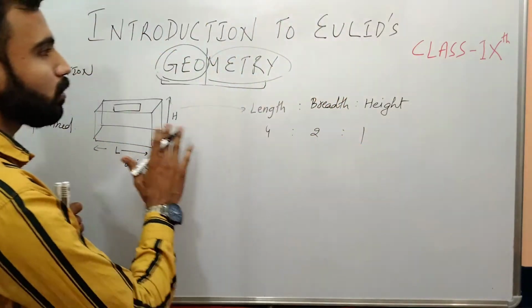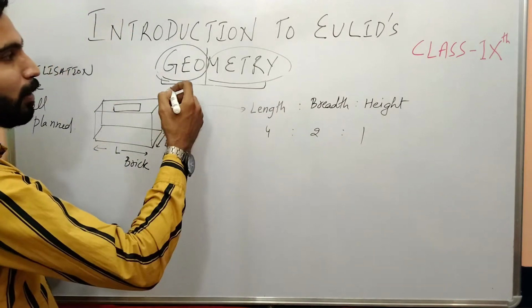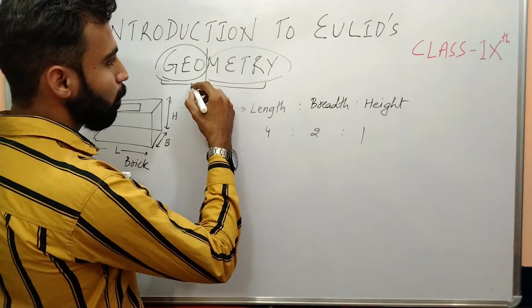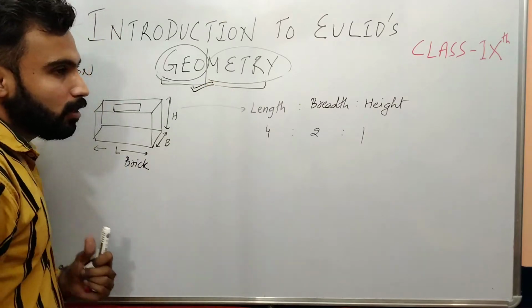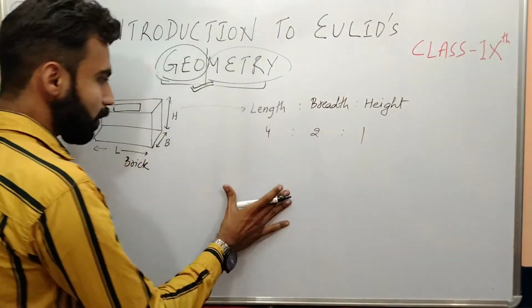So अब जब सभी civilizations इतनी well planned structure में काम कर रही थी, that means old time में भी हमारे पास geometry के related जो proofs थे वो present थे, right? So अब हम आगे बढ़ते हैं.